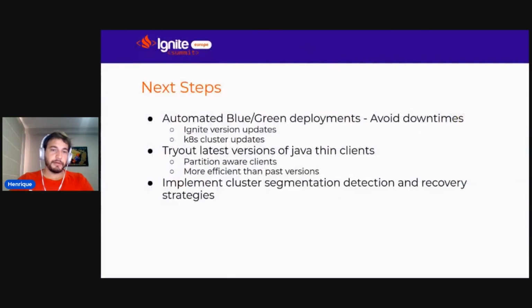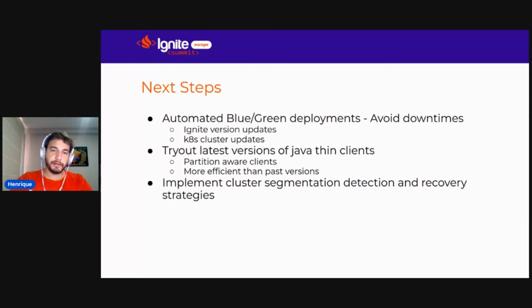So, a little about the next steps. We intend to improve the support for Ignite in the company, so more people can start using it with a lot of performance. We intend to bring automated blue-green deployments out of the box to avoid downtimes. It's one of the problems we have right now. Performing Ignite version updates or Kubernetes cluster updates is really difficult while running stateful sets on the cluster. So having blue-green deployments makes that easier for us.